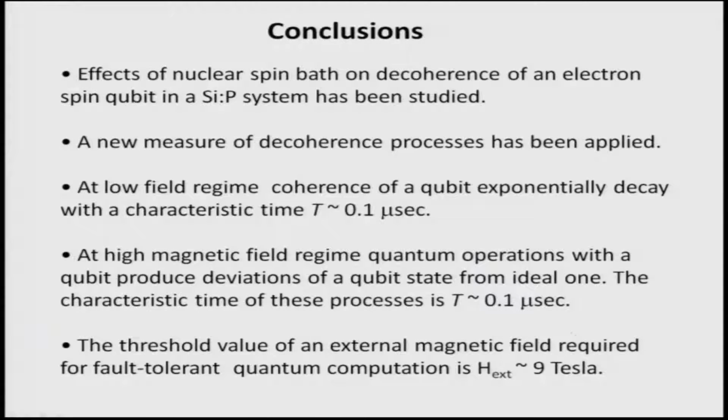The threshold value of an external magnetic field required for a fault tolerant quantum computer using an electron spin qubit in a silicon phosphorus doped system is of the order of 9 Tesla. So, it is a large magnetic field which is necessary, but under those conditions it is possible to use it as a very effective system for quantum computing implementation.